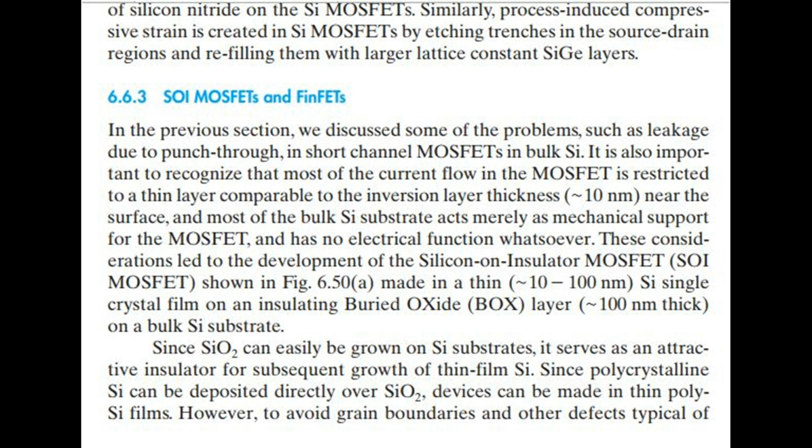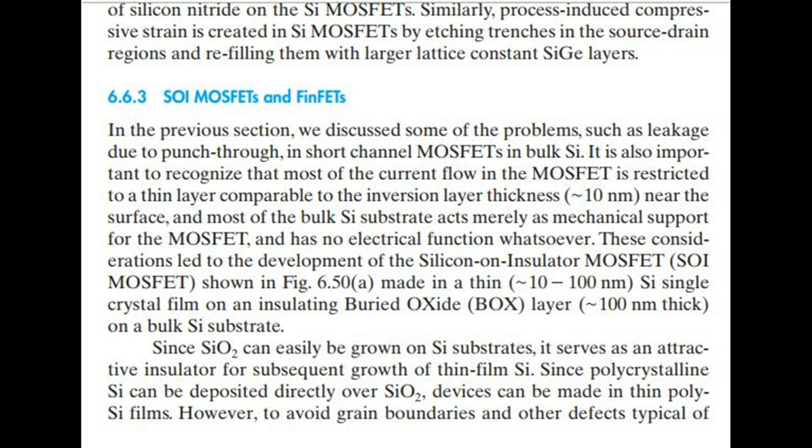These considerations led to the development of the silicon-on-insulator MOSFET, SOI MOSFET, shown in Fig 6.50a, made in a thin, 10 to 100 nanometers, silicon single crystal film on an insulating buried oxide, BOX, layer, 100 nanometers thick, on a bulk silicon substrate. Since silicon dioxide can easily be grown on silicon substrates, it serves as an attractive insulator for subsequent growth of thin film silicon. Since polycrystalline Si can be deposited directly over silicon dioxide, devices can be made in thin polysilicon films.